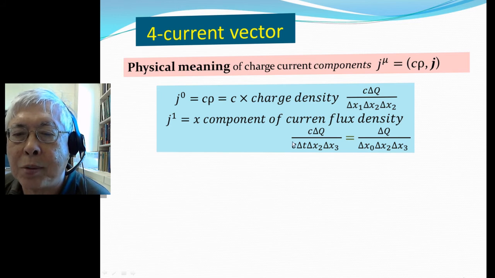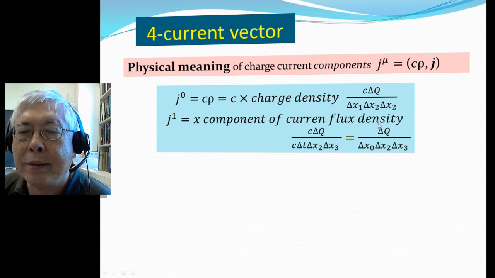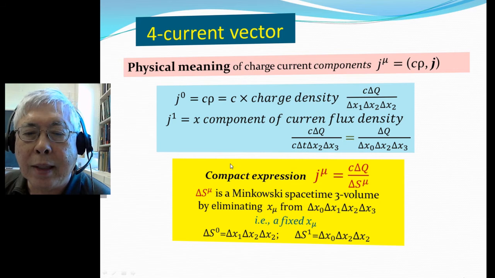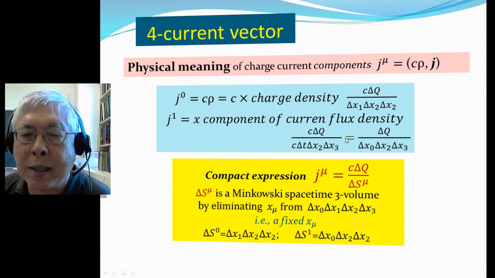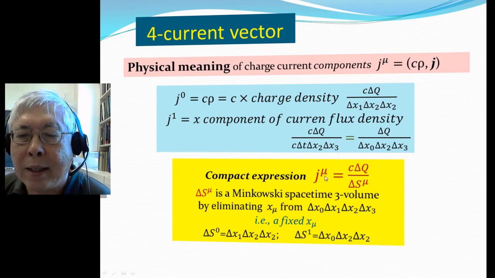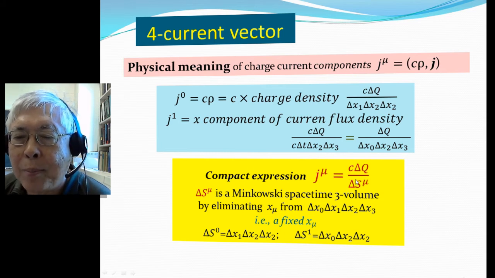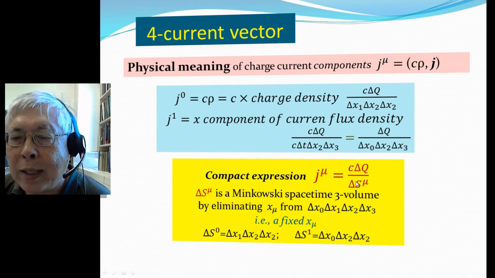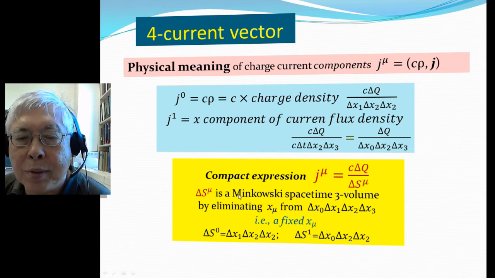Then I multiply c on both sides. Now c dt is delta x naught, and this is dx2 dx3. Similarly, you can write the y component and z component. All these expressions I can write more compactly as c times the amount of charge delta Q divided by what I call delta S mu. Delta S mu is supposed to be a Minkowski three-volume.